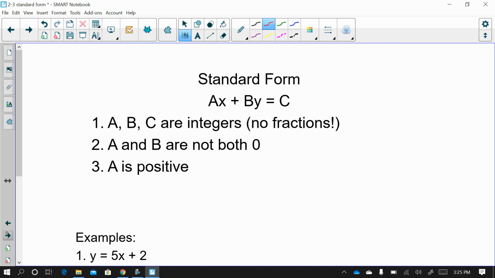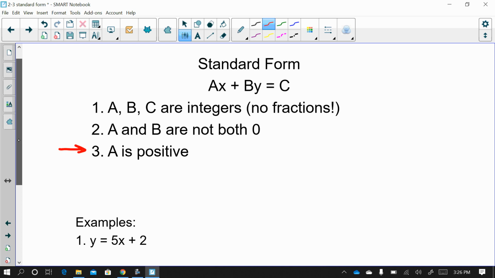To reiterate, standard form is ax plus by equals c. First rule again: a, b, and c are integers, which means you cannot have any fractions. a and b are not both 0. And this third rule, our book doesn't mention, but every other algebra book I've worked with has said a has to be positive. So we always start out positive here. b can be negative, c could be negative, but we keep a positive. So all integers, a and b can't both be 0, and a has to be positive.